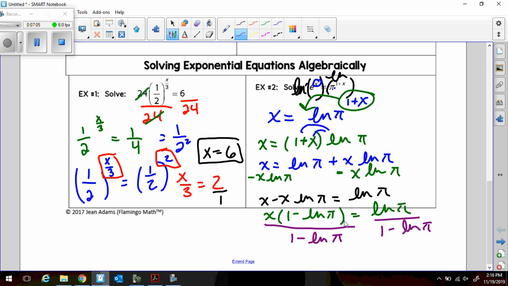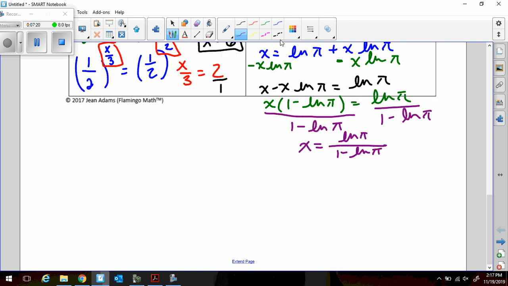This is a calculator thing. I wouldn't even know what this is, so I'd have to put it in the calculator. Whatever natural log of pi divided by 1 minus natural log of pi is. I think it's negative, but you tell me what it is. Plug it in your calculator. Tell me the decimal. That's my answer.